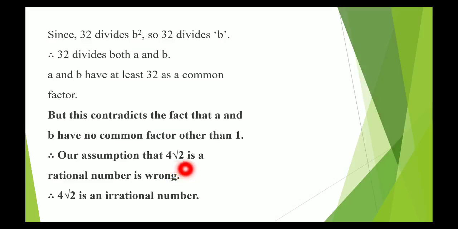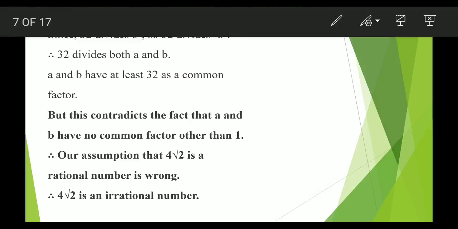We have assumed in the first step that 4 root 2 is a rational number. So, our assumption is wrong. Since our assumption that it is a rational number is wrong, it will be an irrational number. So, we have proved it is an irrational number. I hope you all have understood. Now, let us do the next sum.